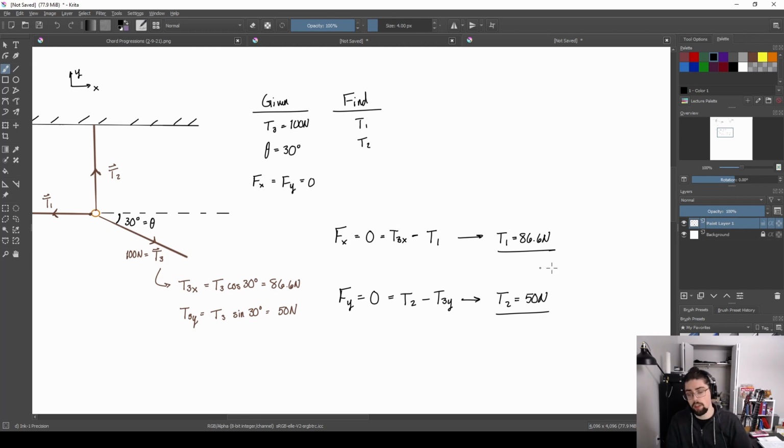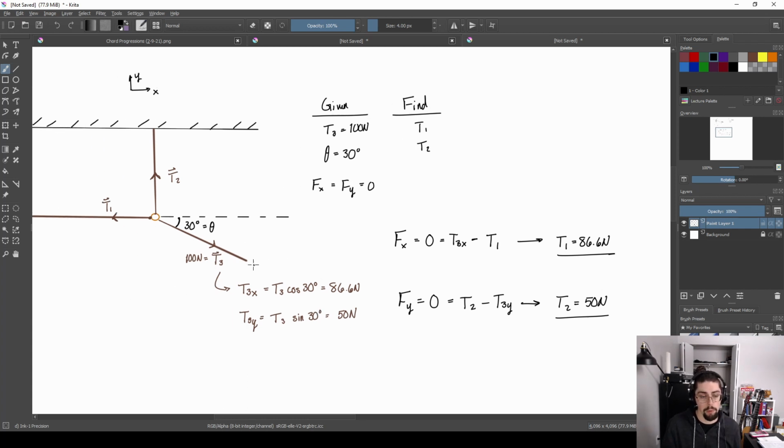T1 equals 86.6 because it needs to counteract the pull from rope 3. Rope 3 pulls in both the x and y directions, so T1 is responsible for canceling out that x component. T2 is responsible for canceling out that y component. Does that make sense? Perfect.